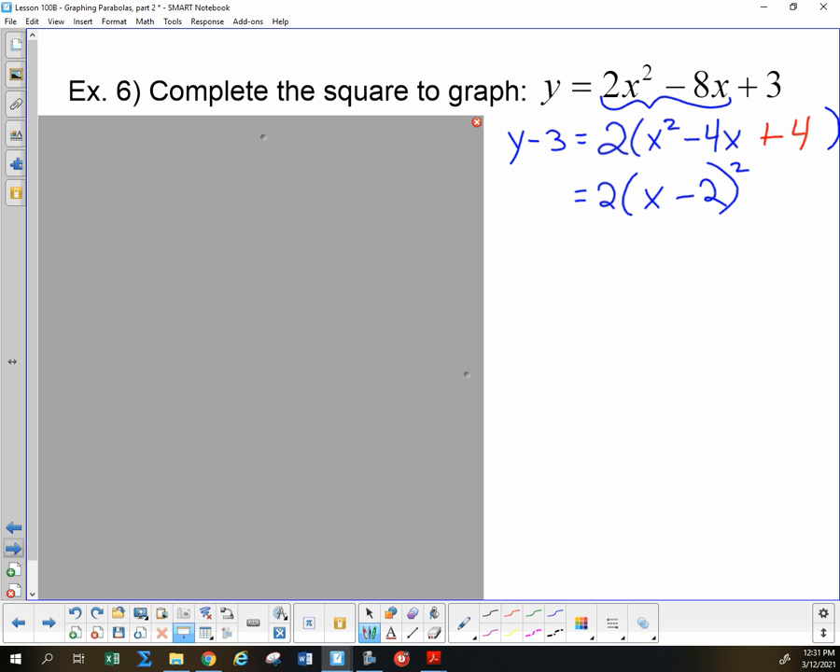It is not really a plus 4. It is really a plus 4 that gets multiplied by a 2.